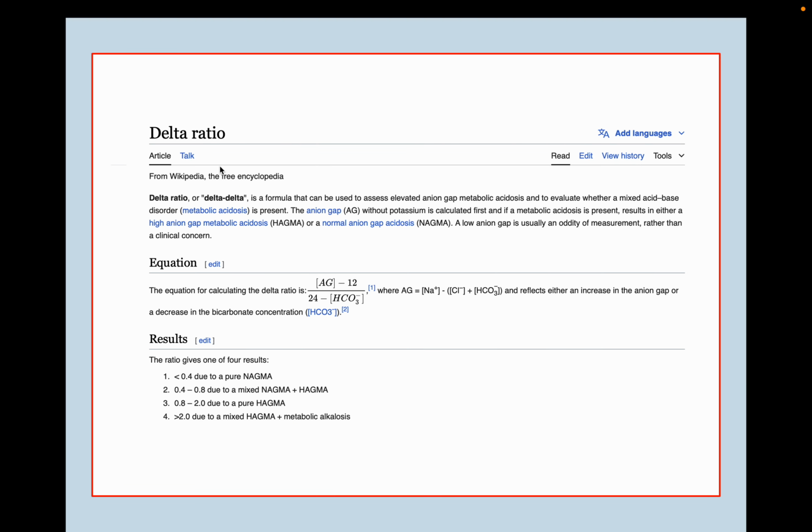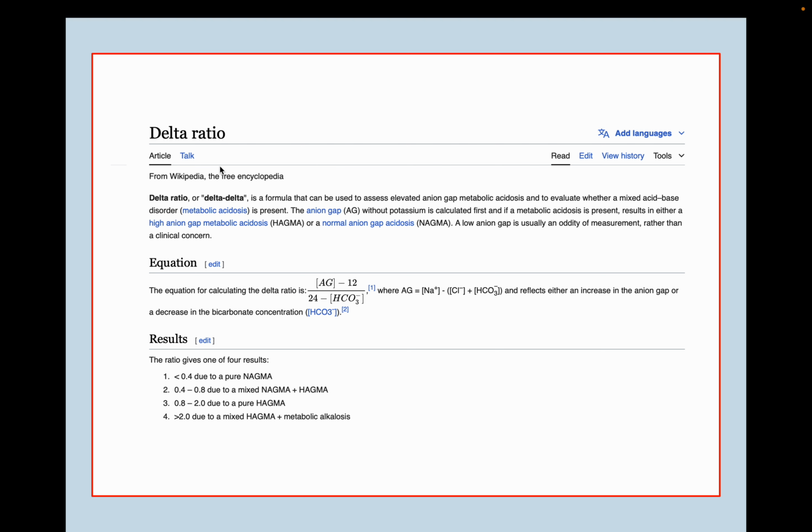That is the concept behind the delta ratio. The delta ratio tells us, for every change in anion gap, whether the bicarbonate change is equivalent or not. It helps us differentiate whether NAGMA is present, HAGMA is present, or there is a mixed metabolic acidosis. How does it tell us? As I already told you, in the case of NAGMA, for every loss in bicarbonate, it is compensated by chloride retention. I will give an example.